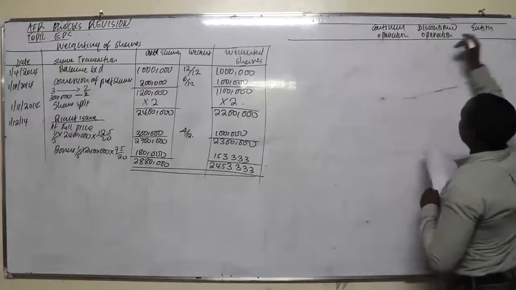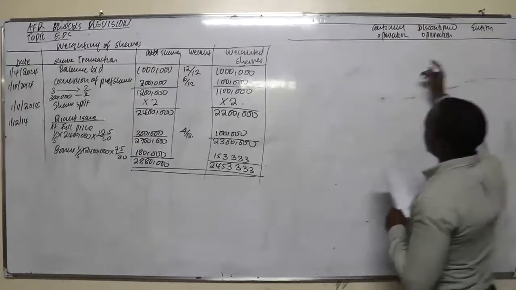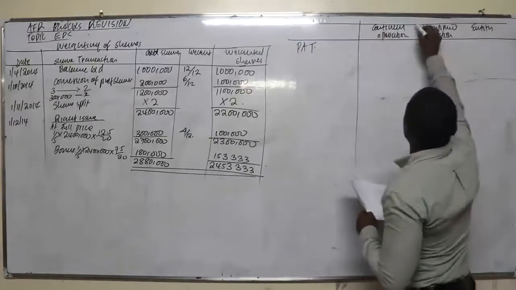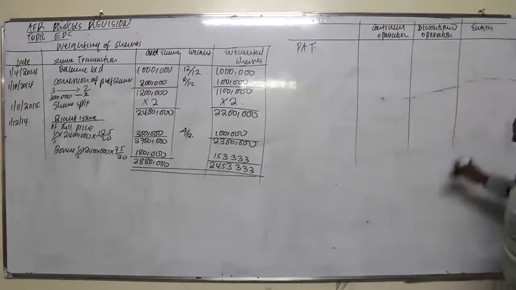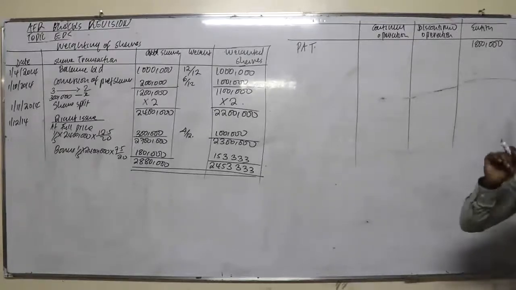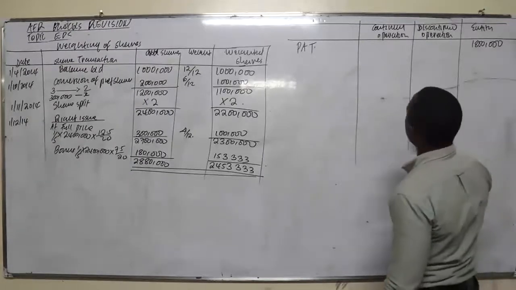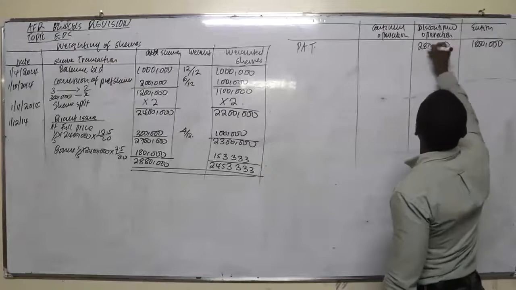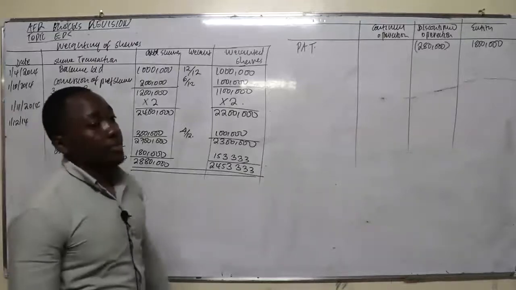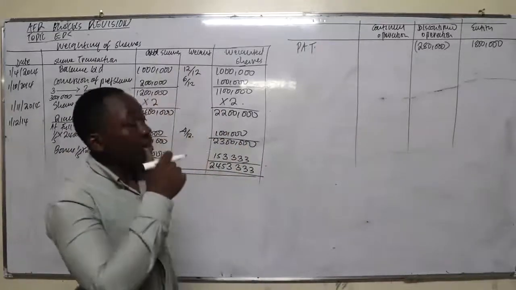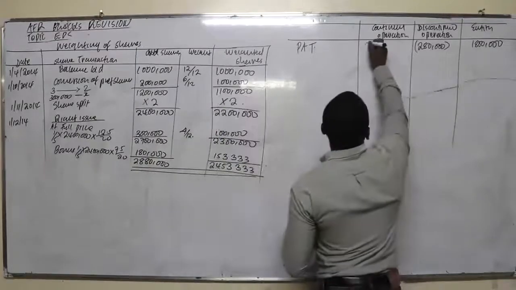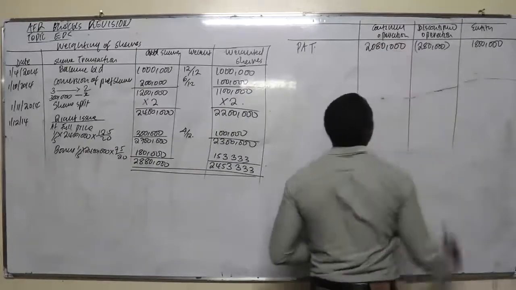Let's compute the EPS for each: the continuing, the discontinued, and the entity as a whole. We start with the profit after tax, 1.8, and that was the total. So the entity reported a profit of 1.8, which included a loss of 2.8 from discontinued operation. So how much was the continuing operation profit? Deduct that. You're getting how much? Yes, 28, good.